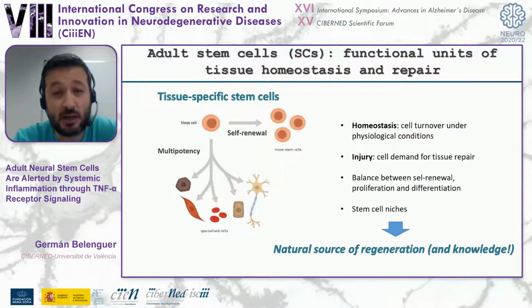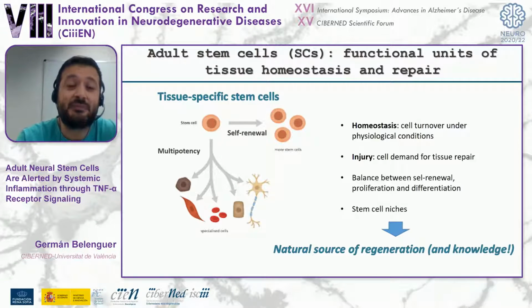I would like to start my talk by highlighting how lucky we are, not only as human beings, but also as scientists, that in the vast majority of adult tissues we now know there exists a population of what we call adult stem cells or tissue-specific stem cells that are able to generate new specialized cells of the tissue while maintaining their identity to be able to generate new cells in the future. These cells are responsible for the cell turnover under physiological conditions and also to fulfill the cell demand for tissue repair.